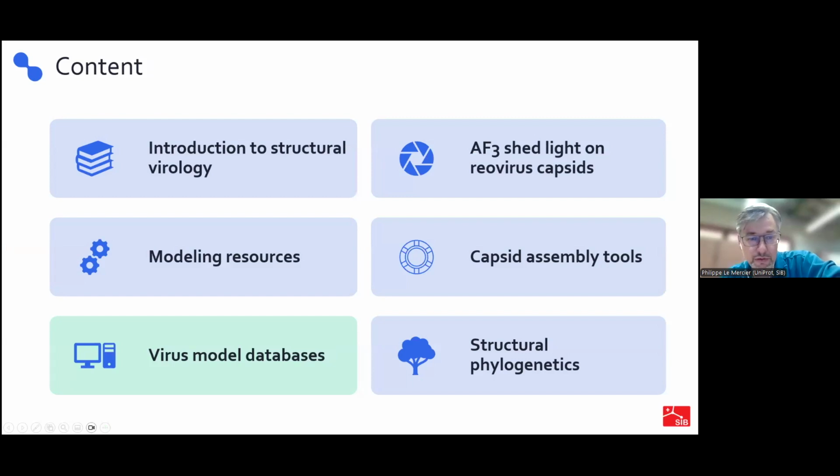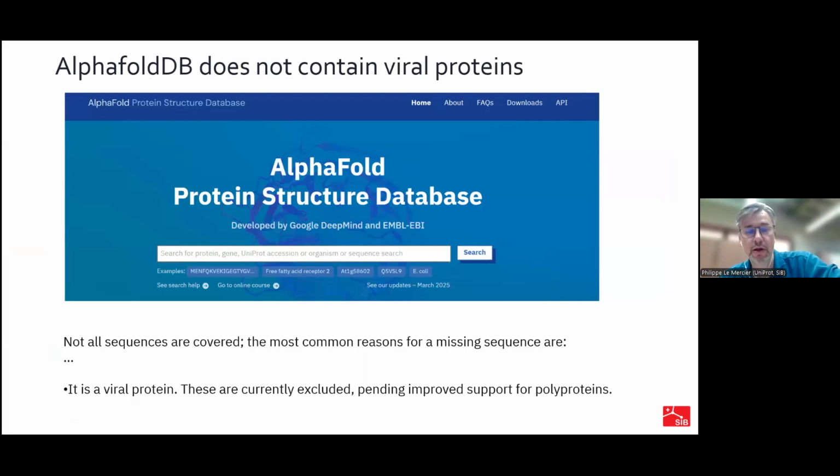So we're going now to look at the virus model database, because I told you you can use this software to model yourself, your own proteins. But people have made that for pretty much all the viruses. So the first problem in that AlphaFold database, so Google DeepMind and EMBL made an AlphaFold database with all the proteins, but only the cellular proteins, okay?